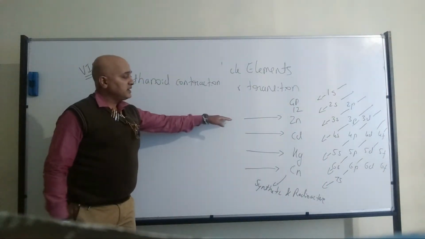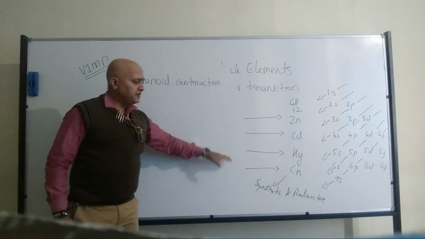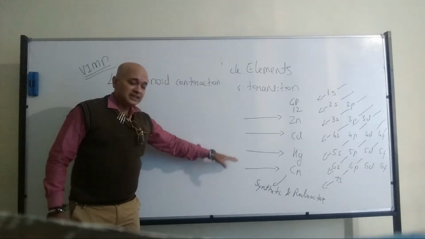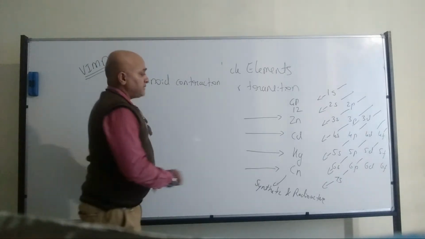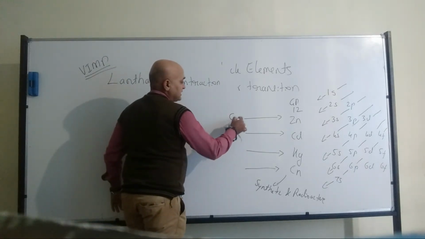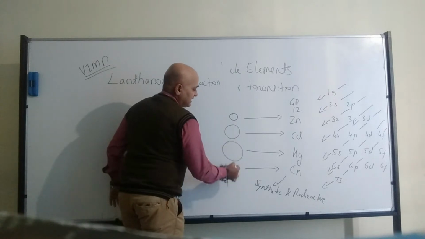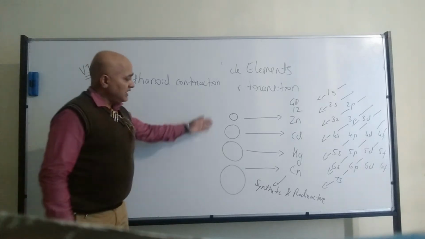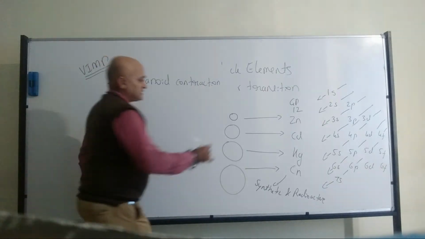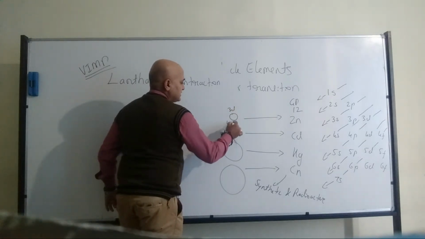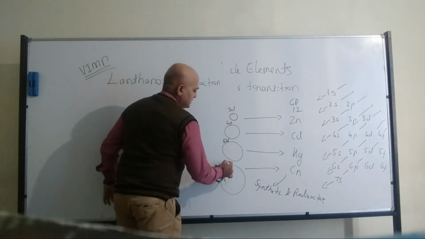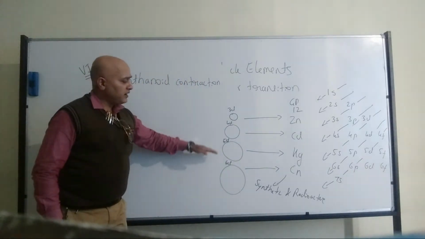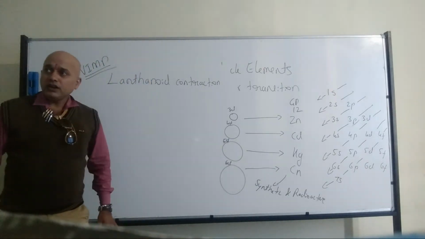If I take 3D, 4D, 5D and 6D, so 3D series, 4D series, 5D series, 6D series. What do you expect with respect to their atomic size? Naturally, it should have increased like this. That's our expectation: there is an increase in the atomic size. So this is 3D series, 4D series, 5D series, and 6D series. Period number 4, period number 5, 6 and 7. All of you have understood?